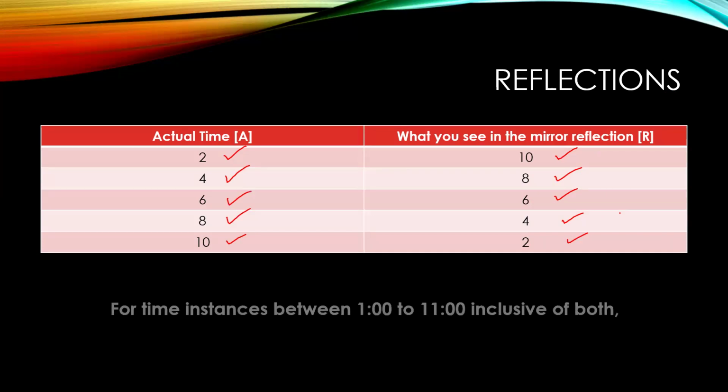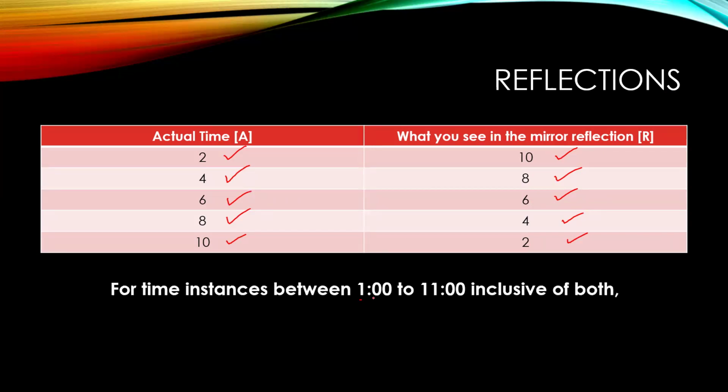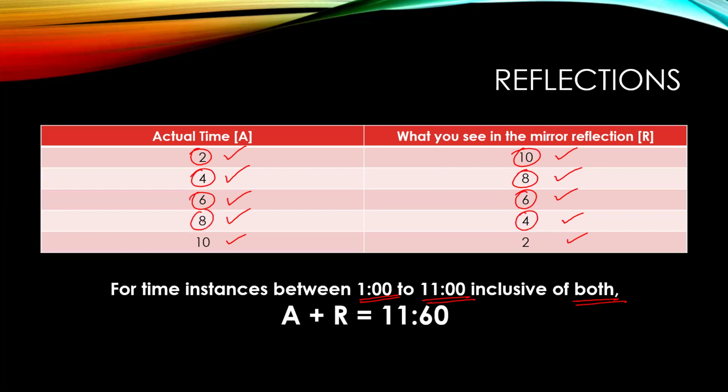So for any time between 1 o'clock and 11 o'clock, both included, actual time plus reflected time is equal to 11:60. 11:60 is nothing but 12. You can see 10 plus 2 is 12. In the same way, 8 plus 4 is 12, 6 plus 6 is 12, 4 plus 8 is 12, 2 plus 10 is 12. Are you getting me? In all these cases, if you add the actual time and the reflection, it is equal to 12. But I would rather present it as 11:60.